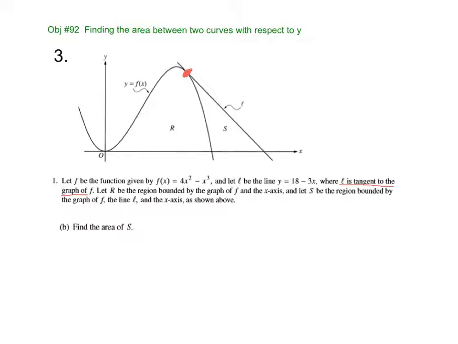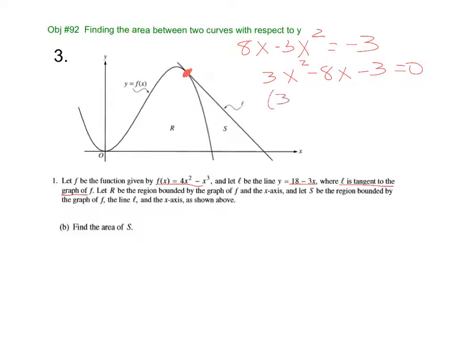Now, you could set these equal. However, if you set these equal, solving is really, really annoying. So I'm going to do it instead. Since they're tangent, their slopes are equal. So I'm going to set the slope of the line equal to the slope of the function. The derivative, 8x minus 3x squared, equals the slope of the line, which is -3. So I set their derivatives equal to each other, and we end up getting 3x squared minus 8x minus 3 equals 0.